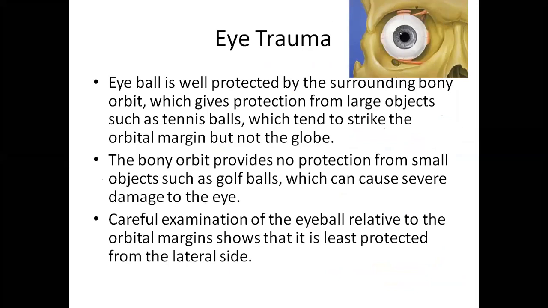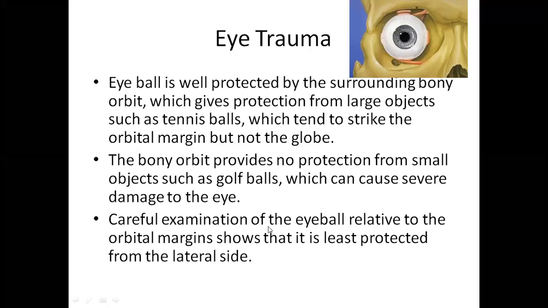So the eyeball is well protected by the surrounding bony orbit, which gives protection from large objects such as a tennis ball, which tends to strike the orbital margin but not the globe. It will not injure the globe, but just causes trauma to the orbital margins. The bony orbit provides no protection from small objects such as golf balls, which can cause severe damage to the eye. The golf ball has a smaller size, so it can cause trauma to the eyeball.